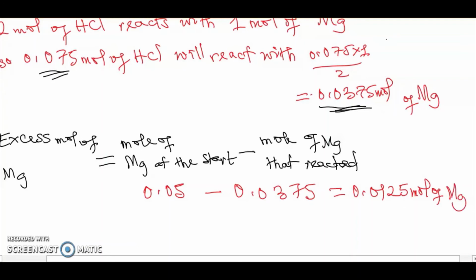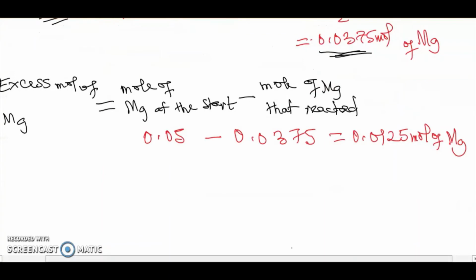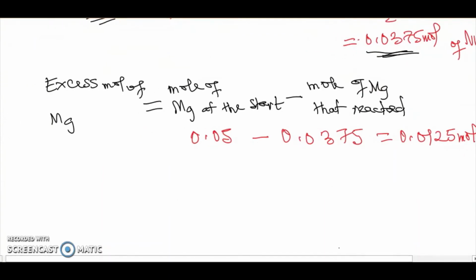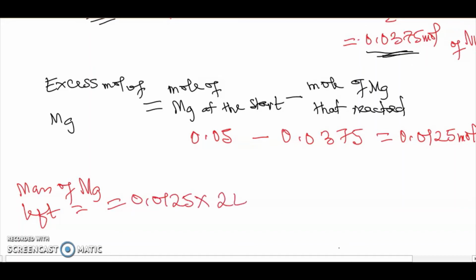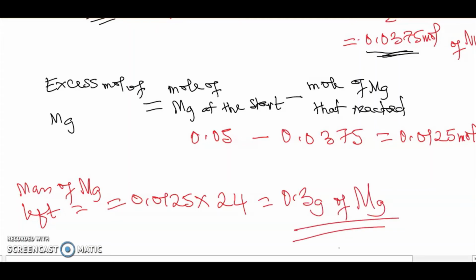Okay, now that we have the number of moles of magnesium that was left, we can conveniently calculate the mass that was left. We know that moles is equal to mass divided by molar mass. So mass of Mg left is equal to the excess moles, 0.0125, multiplied by the molar mass of magnesium, that is 24, and that gives us 0.3 grams of magnesium. So this is the mass that was left at the end of the reaction.